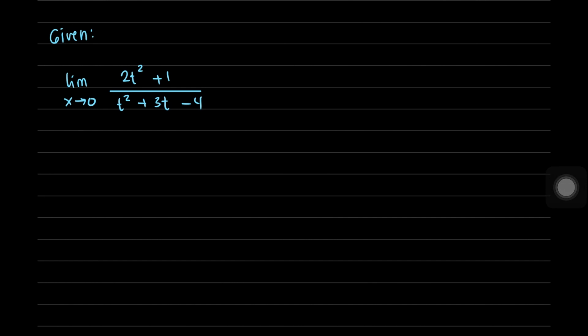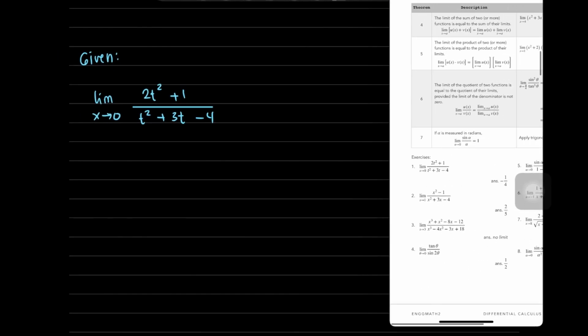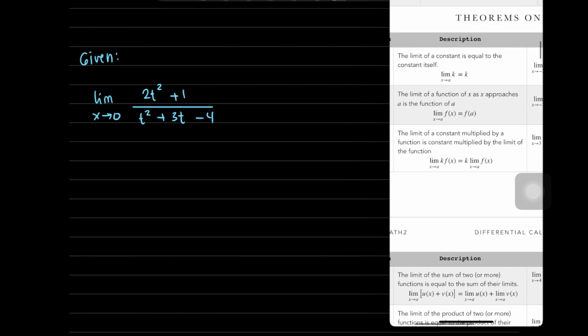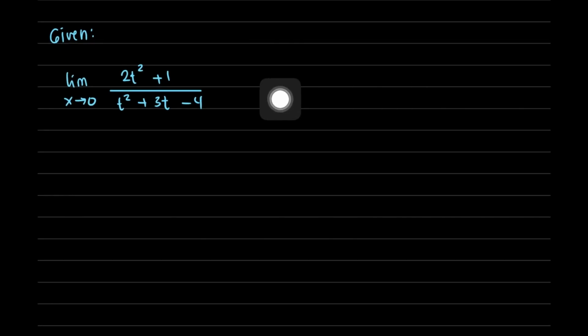For the first item, find the limit of 2t squared plus 1 all over t squared plus 3t minus 4 as x approaches 0. If we go back to our theorems on limits, the second theorem says the limit of a function as x approaches a is equal to f of a. So what we are going to do here is just evaluate f of a in this problem.